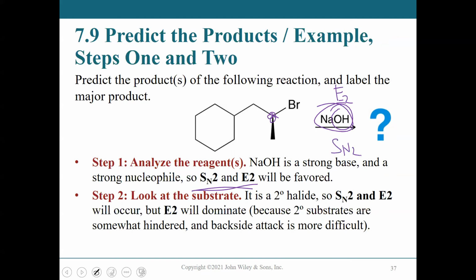So let's take a look at the substrate. It is a secondary halide, and bromide is a relatively good leaving group. So SN2 and E2 will both occur, but E2 will dominate. Why? Because secondary substrates are somewhat hindered and backside attack is more difficult. But I would also add that sodium hydroxide is a better base than nucleophile. So OH will prefer to do E2 rather than SN2.